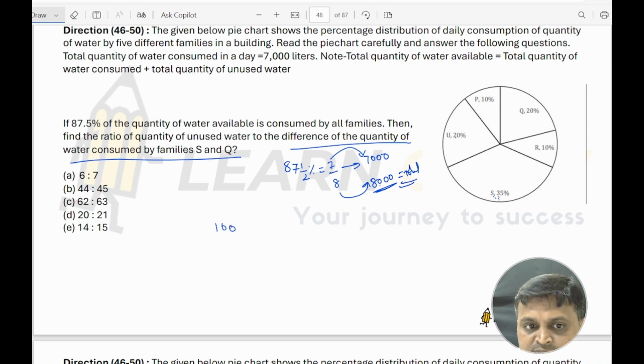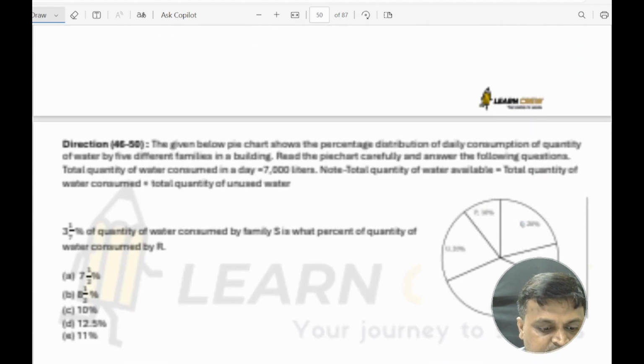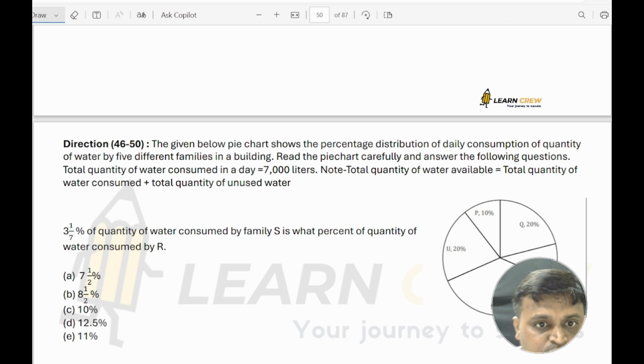So 1000 divided by 35 minus 20, 15% of 7,000. So it means 1000 divided by how much? 15% of 7,000 is 1050. So 0 cancel, which is 20 is to 21. 5 20s, 5 21s. So the answer is option C. Next question.